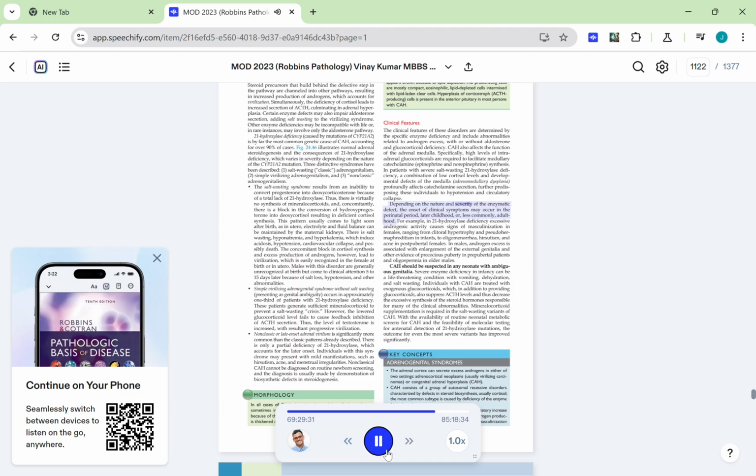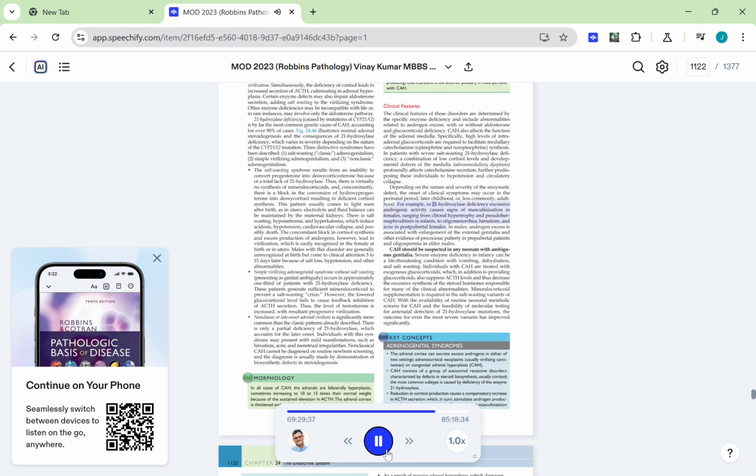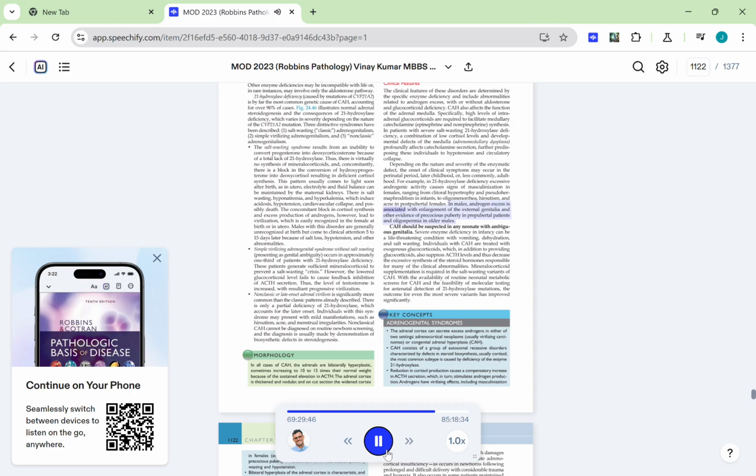Depending on the nature and severity of the enzymatic defect, the onset of clinical symptoms may occur in the perinatal period, later childhood, or, less commonly, adulthood. For example, in 21-hydroxylase deficiency, excessive androgenic activity causes signs of masculinization in females, ranging from clitoral hypertrophy and pseudohermaphroditism in infants to oligomenorrhea, hirsutism, and acne in postpubertal females. In males, androgen excess is associated with enlargement of the external genitalia and other evidence of precocious puberty in prepubertal patients and oligospermia in older males.